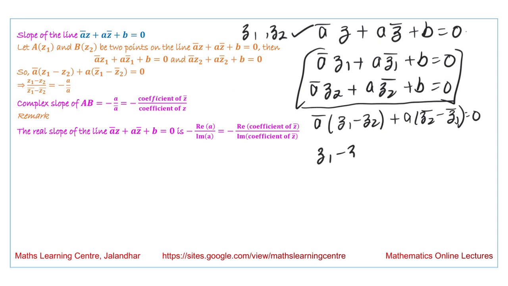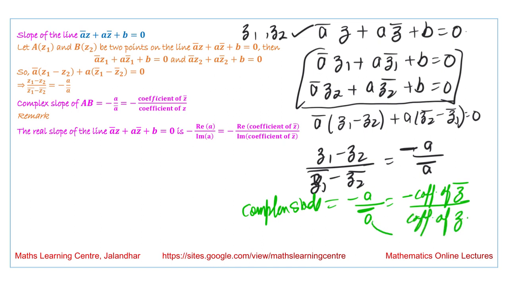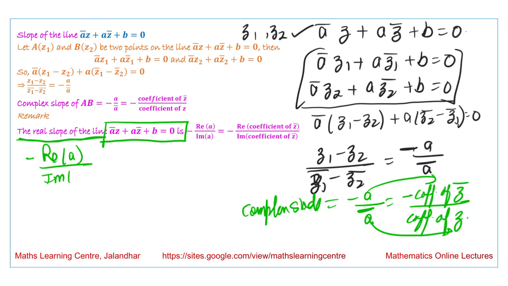So, this gives us that (z1 minus z2) over (z1 bar minus z2 bar) is equal to minus a by a bar. This gives us the formula for the complex slope. The complex slope is equal to minus a over a conjugate, which is minus the coefficient of z bar divided by the coefficient of z. A bar is the coefficient of z and a is the coefficient of z conjugate. And if we have to calculate the real slope of the line a bar z plus a z bar plus b is equal to 0, then the real slope is given by minus real part of a over imaginary part of a.